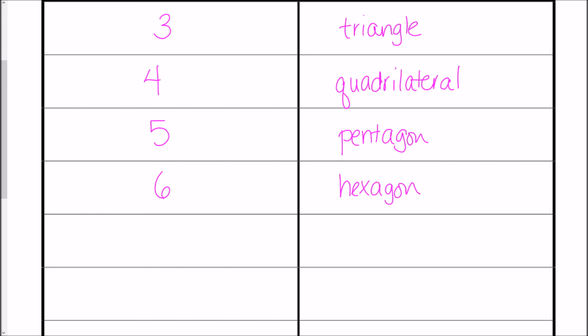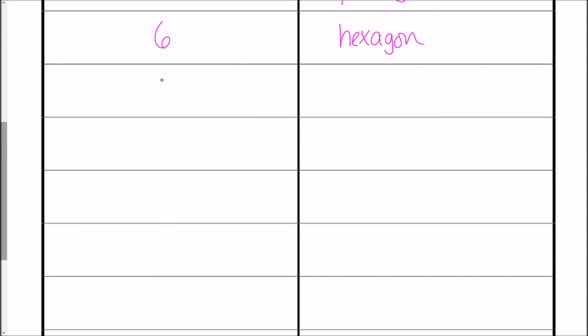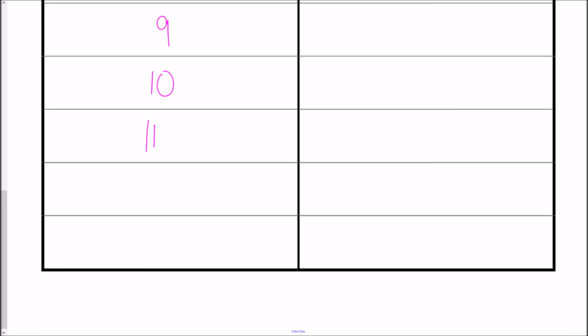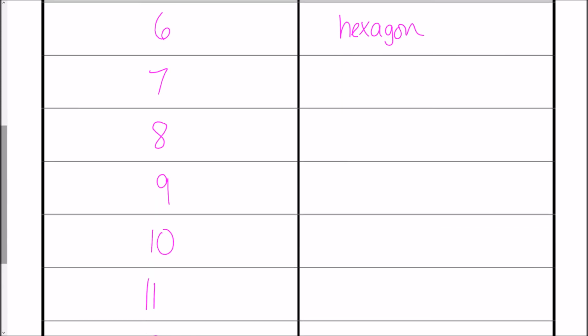Now, here's what I need you to do. I want you to look up the names for a 7-sided polygon, an 8-sided polygon, a 9-sided polygon, a 10-sided polygon, 11-sided, 12, and then a polygon with n number of sides. And see if you can figure out what the names of these are. So just do a quick Google search and fill in the rest of the information, and I will check to see that you have it done next time I see you guys in class.